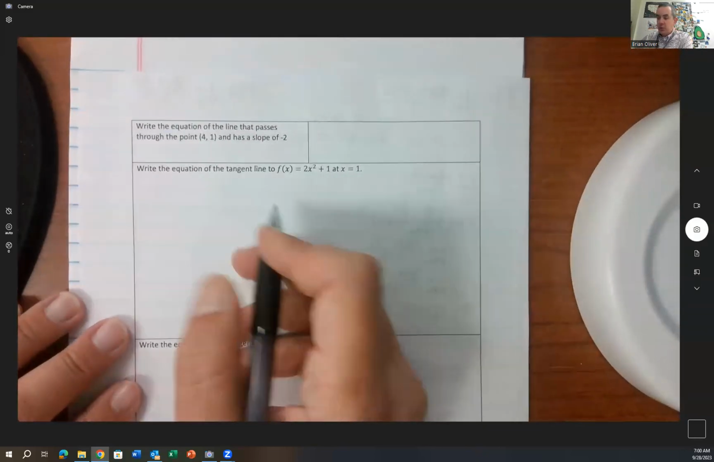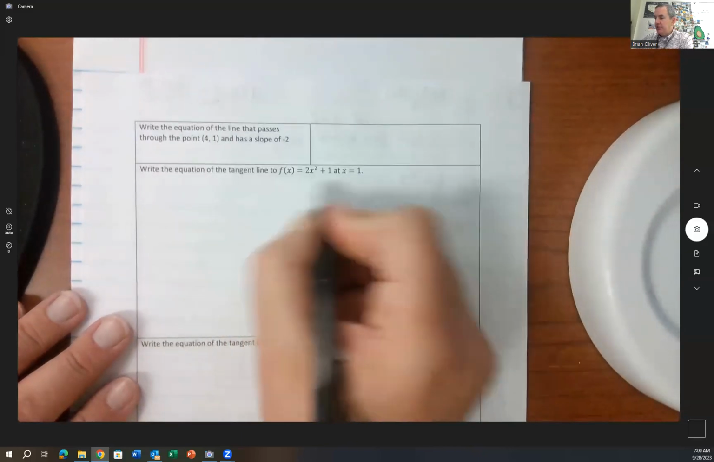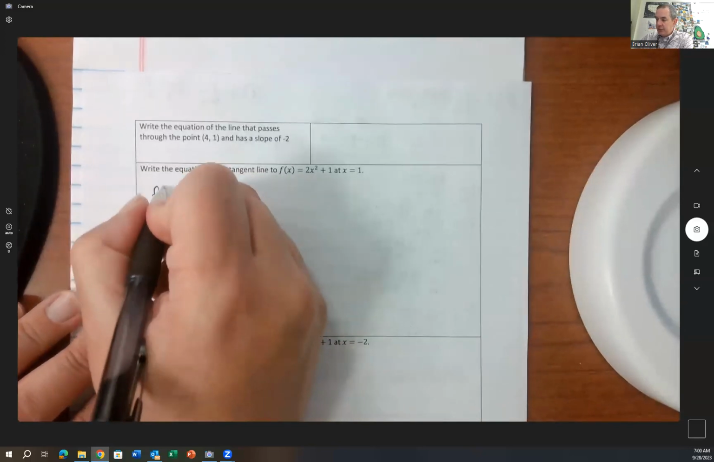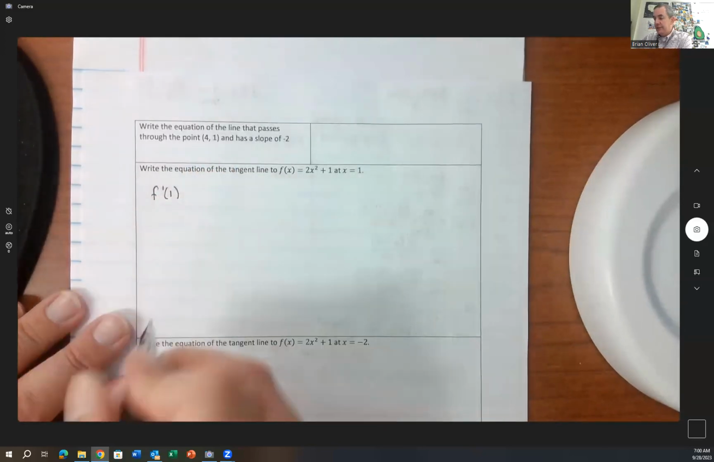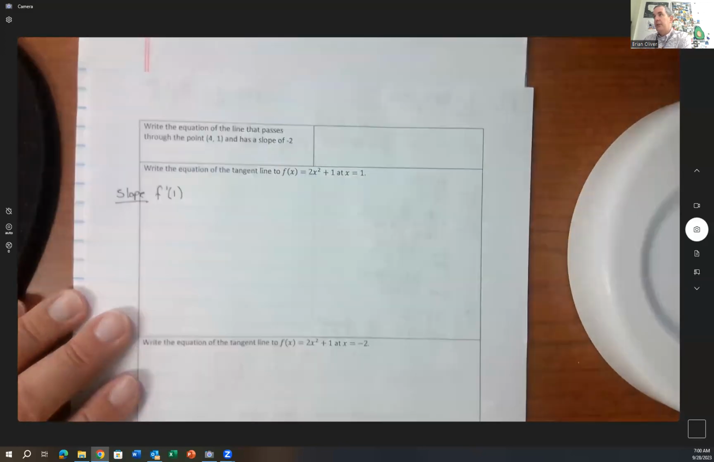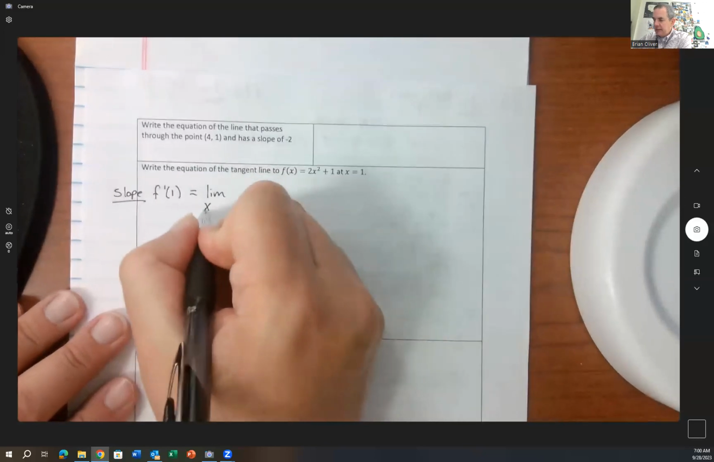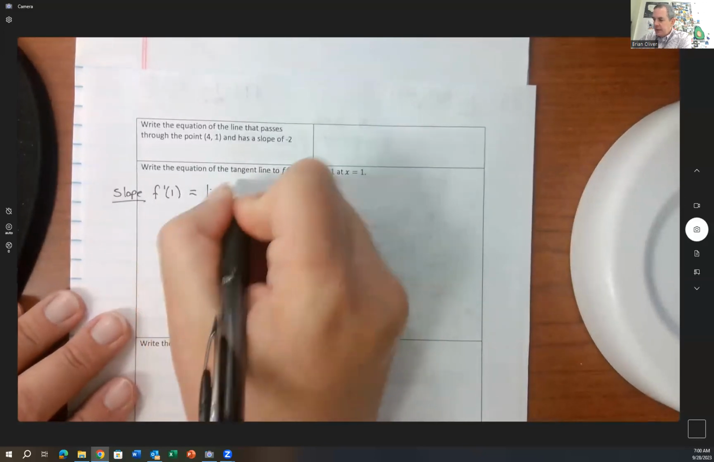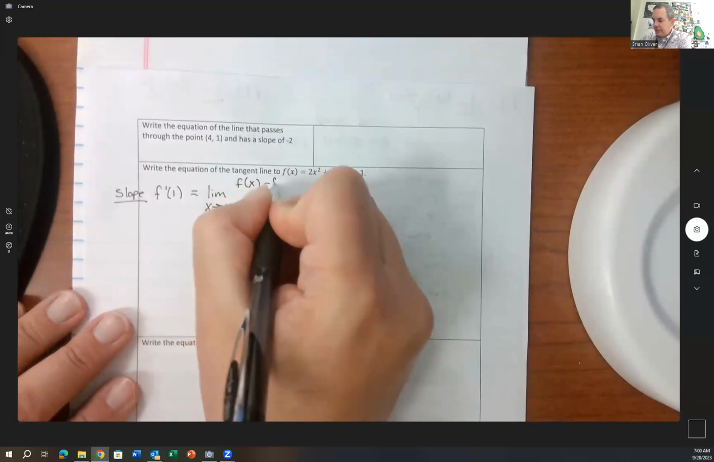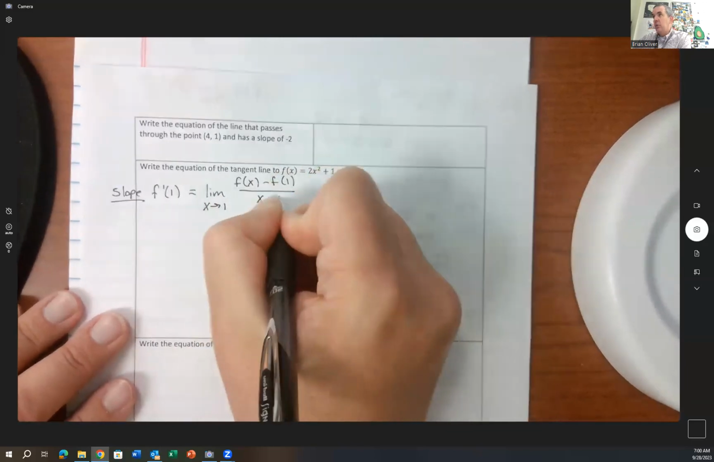So again, let me just walk through another example. I'm trying to find the equation of the tangent line at x equals 1. So what I'm going to first find out is f prime of 1, because that is going to tell me the slope. So I'm going to use that limit we talked about: the limit as x approaches 1 of f of x minus f of 1 over x minus 1.